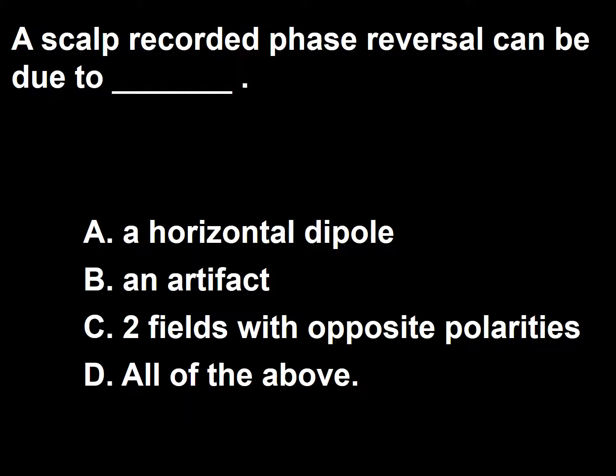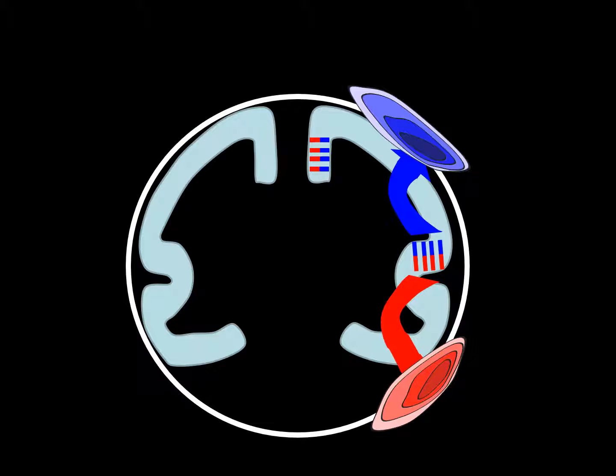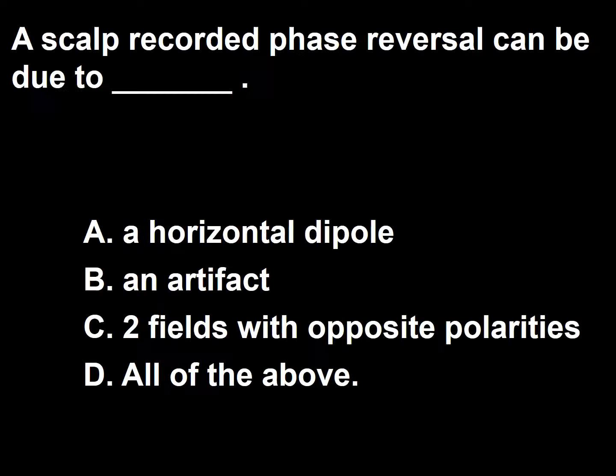Next question. A scalp recorded phase reversal can be due to A, a horizontal dipole, B, an artifact, C, two fields with opposite polarity, D, all of the above. A scalp recorded phase reversal can be due to the presence of a horizontal dipole, artifacts, or two generators with opposite polarities. So the answer to this question is D, all of the above.